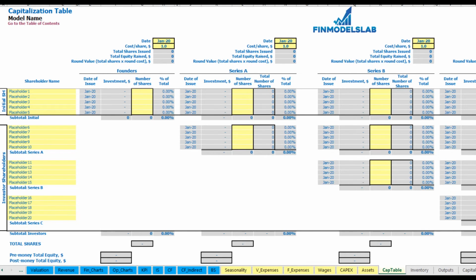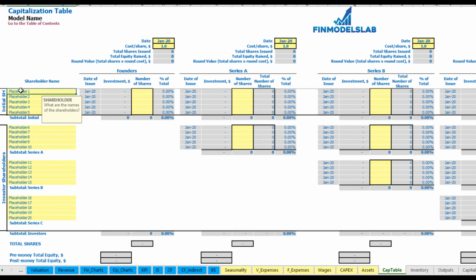On the capitalization table you can input different founders' and investors' contributions broken down by different dates of funding, with different cost of share for each series, and you can see the dilution of shares after each round, and pre-money total equity and post-money total equity.